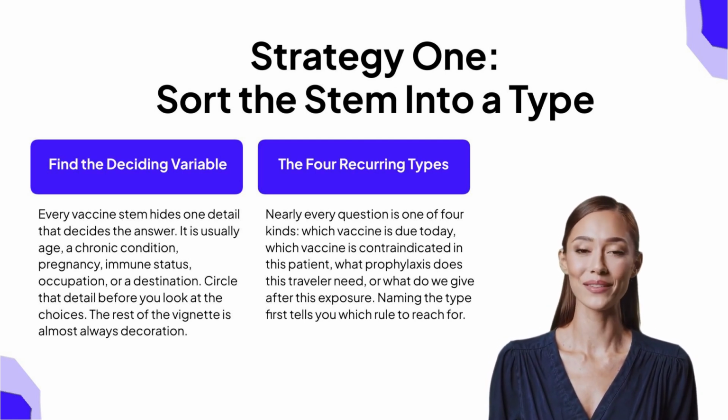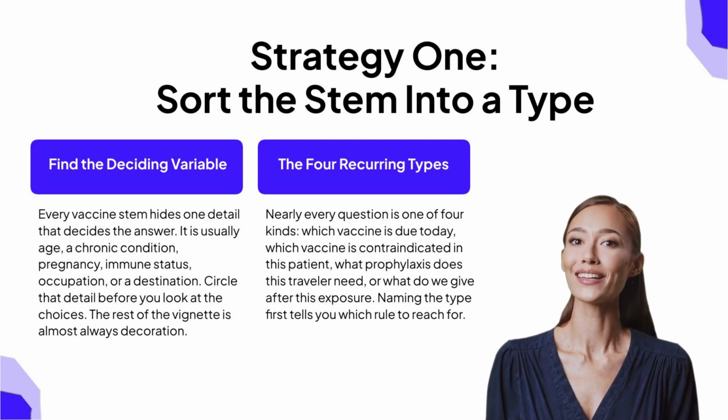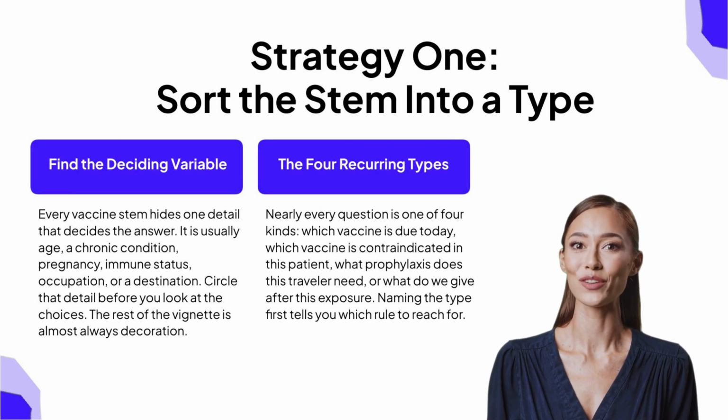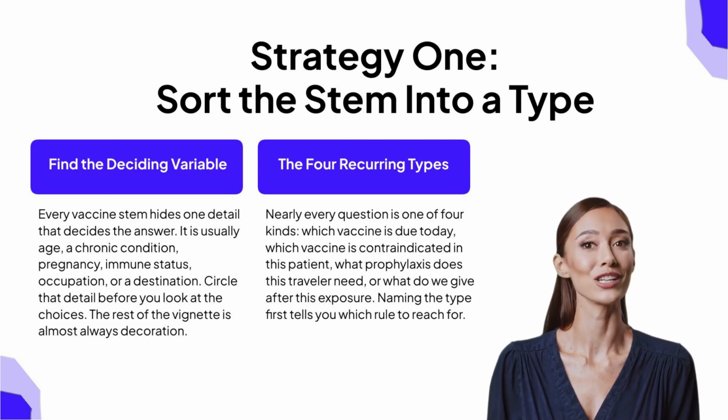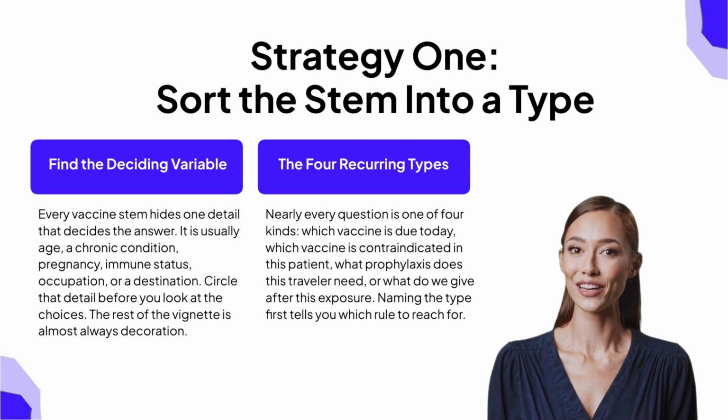Then name the type. Nearly every question you will see is one of 4 kinds. Which vaccine is due today? Which vaccine is contraindicated in this patient? What prophylaxis does this traveler need? Or what do we give after this exposure? Once you name the type, you know which rule to reach for, and the answer choices sort themselves.